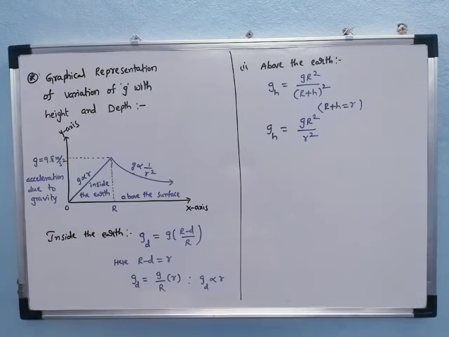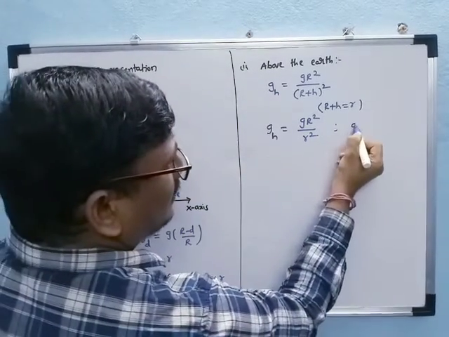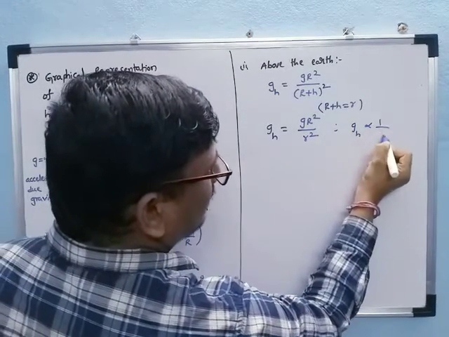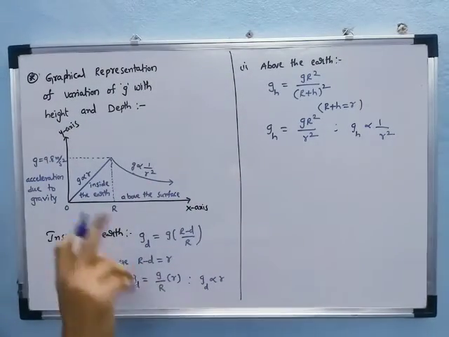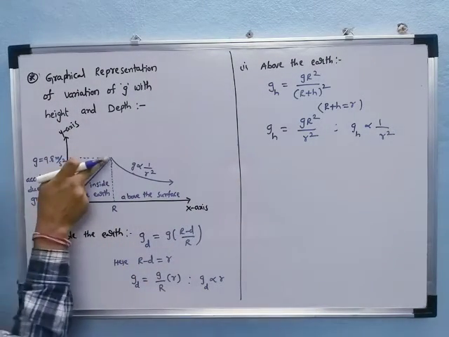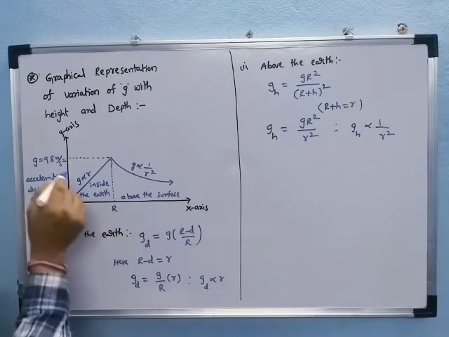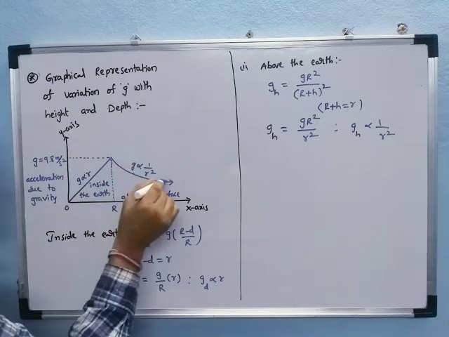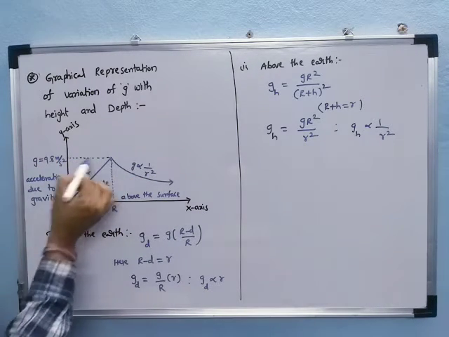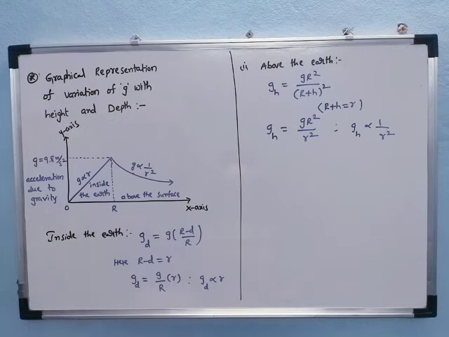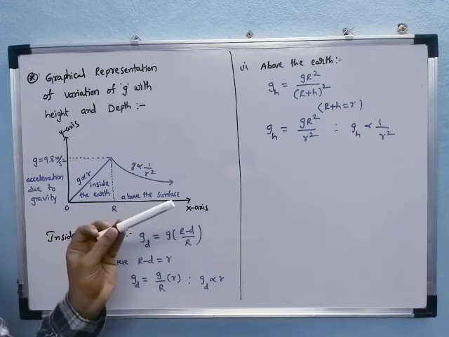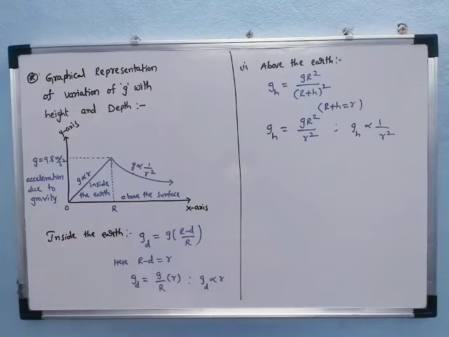See, that means the acceleration due to gravity at height is inversely proportional to the distance between the particles. That's why, when the distance is increasing, the acceleration due to gravity is decreasing. But up to where is the maximum attained? The maximum value is attained by g, which is equal to 9.8 meters per second square, at the surface of the earth.